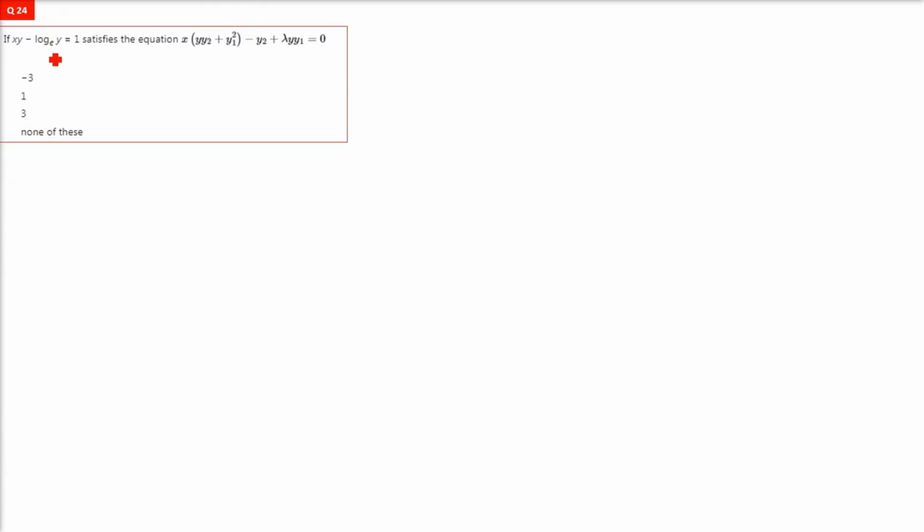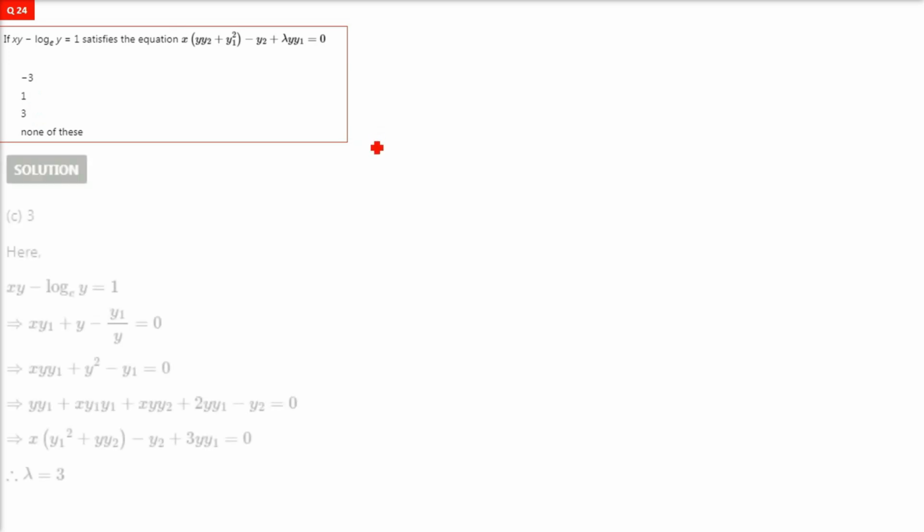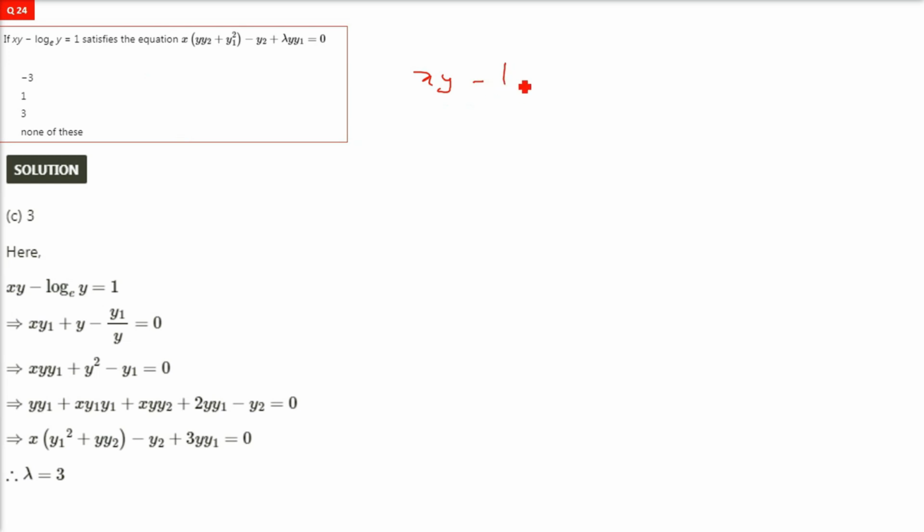xy minus log y is equal to 1 satisfies the equation. Here you have to find out the value of lambda, because on the left what is being sought is a lambda, which is a constant, and lambda has to be computed. So what do we have? xy minus log y is equal to 1. We have y1 also and we have y2 also. So simply we have to differentiate it twice, y1 and y2.